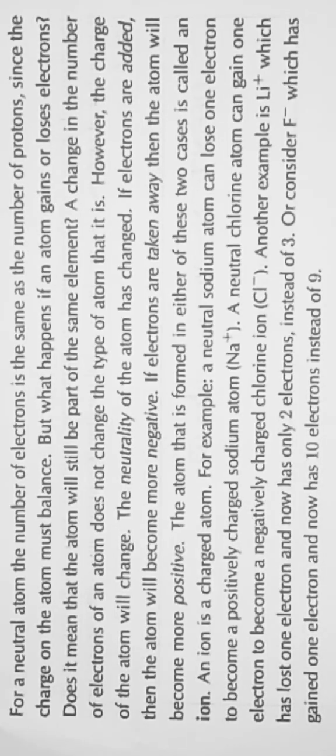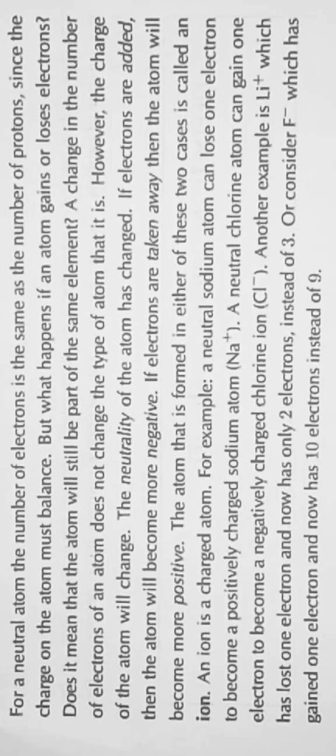If electrons are added, then the atom will become more negative. If electrons are taken away, then the atom will become more positive. The atom that is formed in either of these two cases is called an ion. An ion is a charged atom.